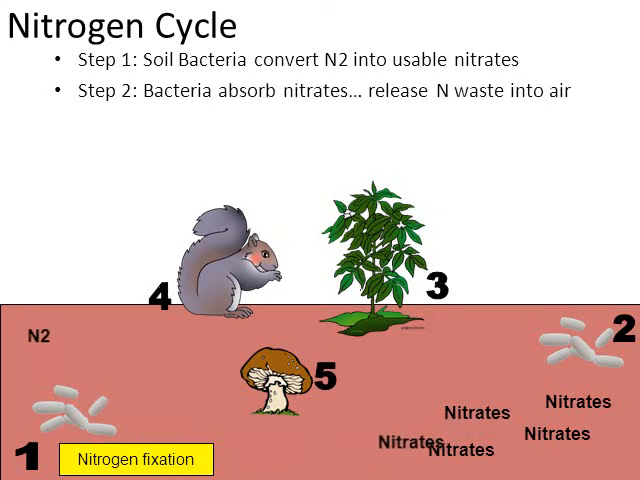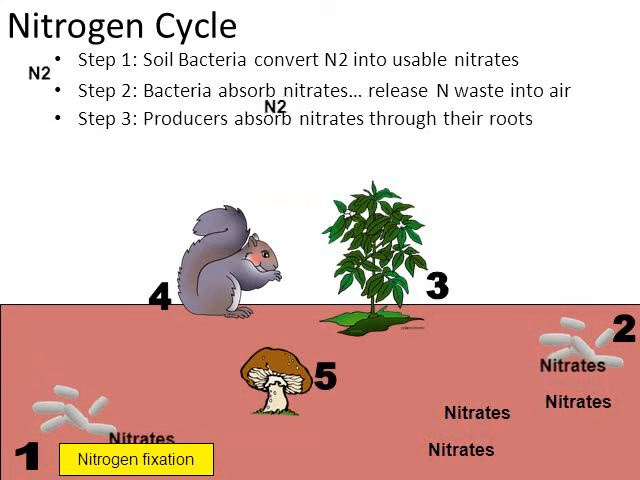In area 2 of the picture, there are other bacteria that will use those nitrates. They'll take in the nitrates and they'll give off N2 back into the air. And you notice we've already got ourselves a little bit of a cycle here, and we've only so far looked at the bacteria. But let's move on into the producers. In area 3, we have our plant.